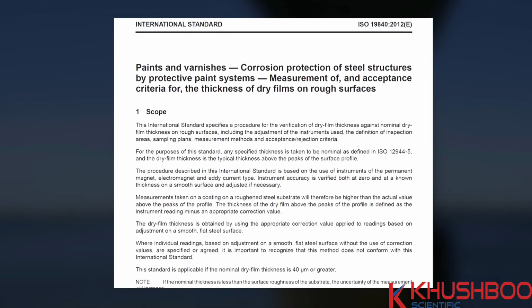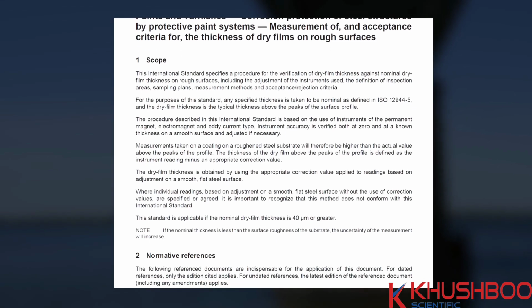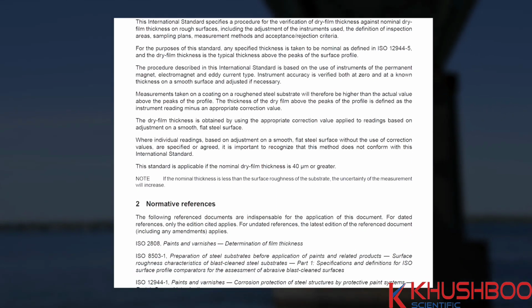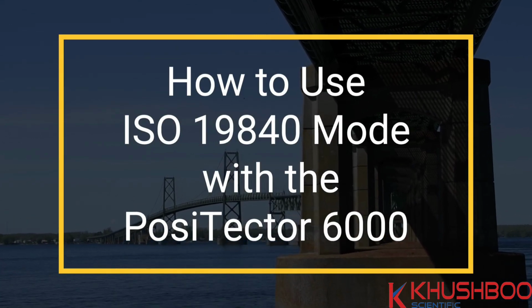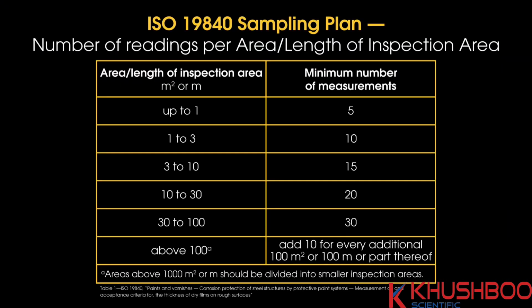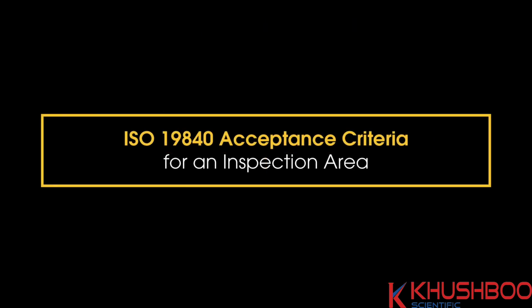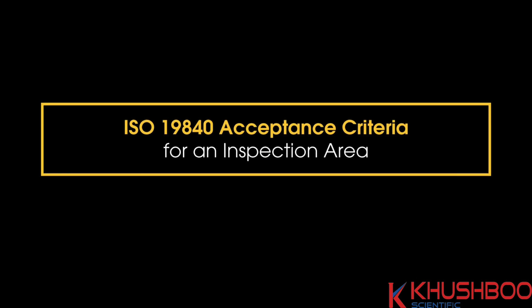Be sure to fully read and understand the ISO 19840 document prior to inspection. ISO 19840 specifies the required number of readings depending on the size of the area to be measured in each inspection area. There are 4 key requirements for acceptance of an inspection area.